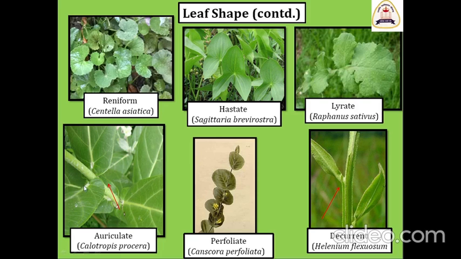Auriculate means two earlobe-like structures present at the base of the leaves. The example is Calotropis procera. Perfoliate, where the leaf gives the appearance that the stem is passing through the leaf by making a pore. It is called perfoliate. That is Canscora perfoliata. Hence the species name perfoliata. Decurrent, the special outgrowth extension along the stem from the base of the leaf. That is the Helenium flexuosum.